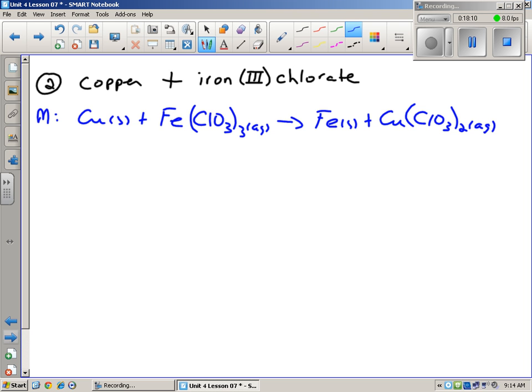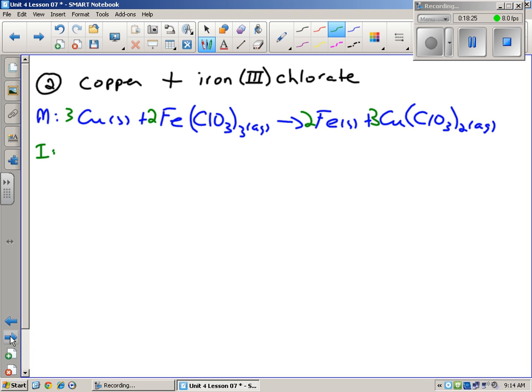Okay. We need to balance it, of course. So let's see here. We need 3 chlorates on this side, 2 on the right side there. So let's put a 2 here and a 3 there, and a 2 here and a 3 there, and that should be good. All right.